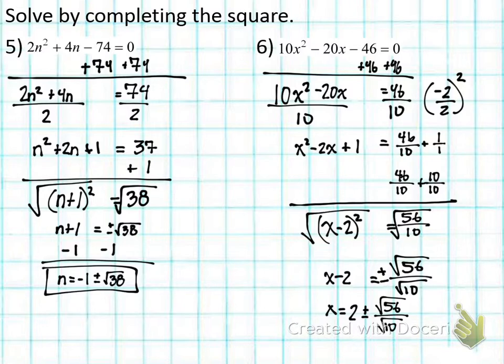We want a common denominator, so we want rad 10. So we're going to multiply this first one, 2 rad 10 plus or minus rad 56, all over rad 10. This is an okay answer for now. This is an advanced problem, so I'm going to leave it like that. But we just want to make sure we have the right idea. Okay? That's it.